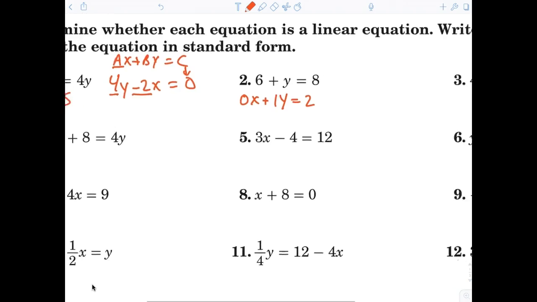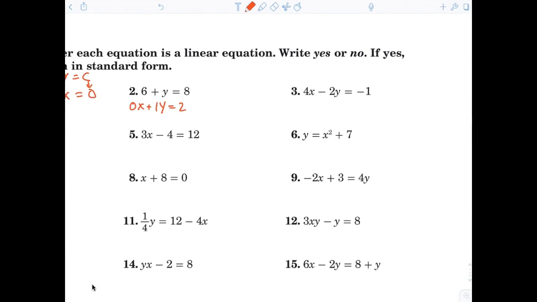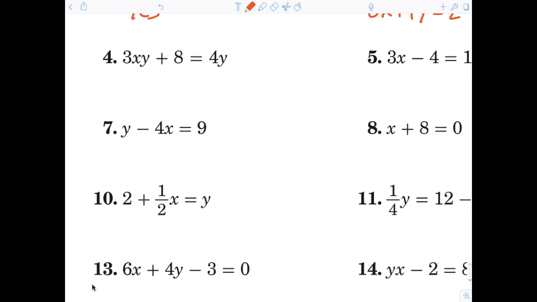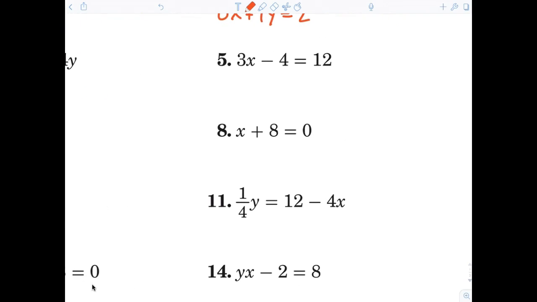So now let's look at number 3. That's obviously a what? Yes. Okay, now I'm glad we're on number 4. No. The reason it's a no is because you have x times y. You have x times y. You cannot have that. You cannot separate no matter how hard you try. So that's a no. Number 5 is a what? Yes.